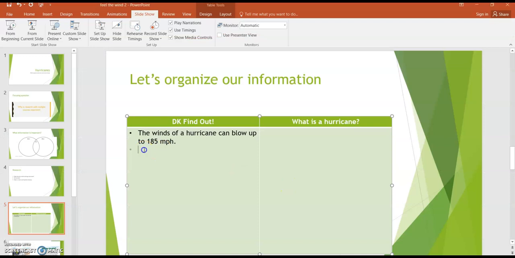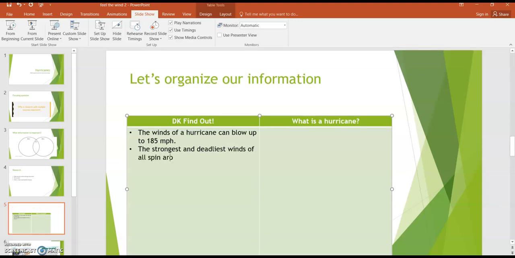I headed back over to my graphic organizer, and I'm going to write that fact I just learned about the wind on the DK Find Out side of my organizer. The strongest and deadliest winds of all spin around the eye of a hurricane.